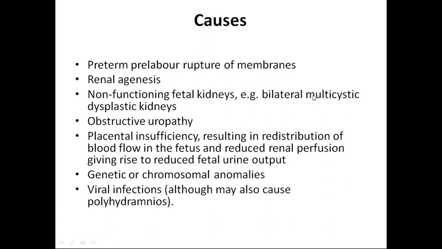Polycystic kidney, congenital polycystic kidney, obstructive uropathy, posterior urethral valve, placental insufficiency, and genetic chromosomal anomalies can happen. Viral infections and chromosomal abnormalities are more common causes of polyhydramnios, but sometimes they can cause oligohydramnios. So these are the causes of oligohydramnios.